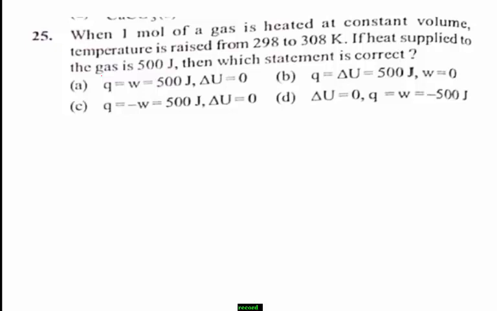Option A, Q equal to W equal to 500 joule, delta U, the change in internal energy, is 0. Option B, Q equal to delta U equal to 500 joule, W, the work done, is 0. Option C, Q equal to minus W, negative work done, equal to 500 joule, delta U equal to 0. Option D, delta U equal to 0, Q equal to W equal to minus 500 joule. Which one is the right answer?